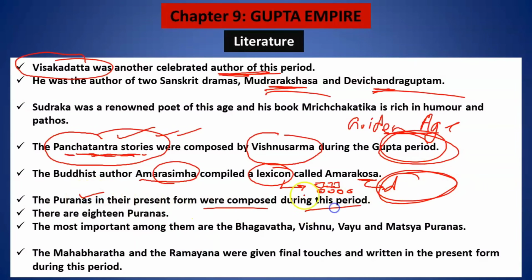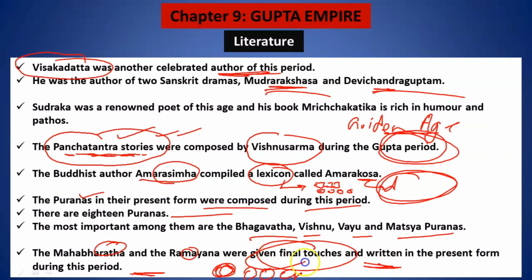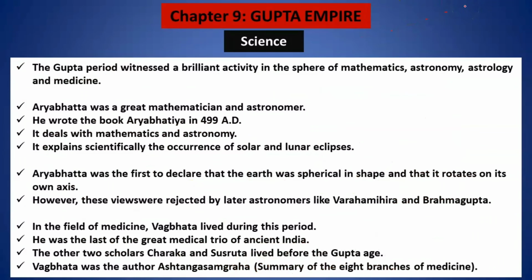Puranas in their present form were composed in this period. There were a total of 18 Puranas. These are the names of the important Puranas: Bhagavata, Vishnu, Vayu, Matsya Purana. Alright. Mahabharata and Ramayana. Now, most of you might know that though they were written earlier, later on they were rewritten and many chapters were added. So the present form, whatever we know about Ramayana and Mahabharata, the final touch was given during the Gupta Empire. Hope this point is clear to all of you.